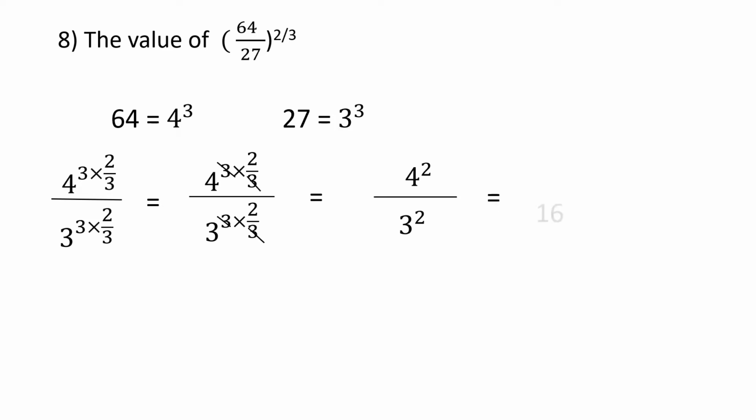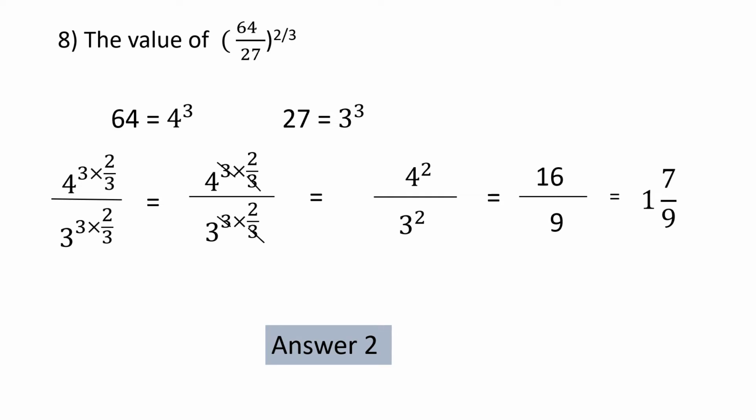4^2 is equal to 16 and 3^2 is equal to 9. So 16 over 9. It is an improper fraction. You can write it as a mixed number as 1 7/9. The answer is 1 7/9. From the given answers, it is answer 2.